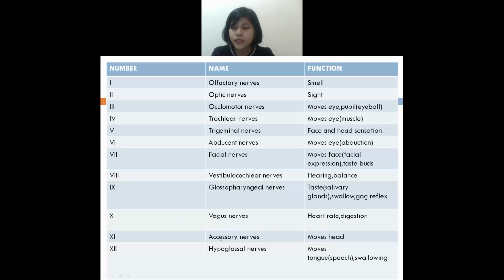Next is accessory nerves. The accessory nerves will help you in moving your head, movement of your head. Next is hypoglossal nerves. The hypoglossal nerves, they help you in what? They help you in moving your tongue, that is when you speak and when you swallow. So the hypoglossal nerves, they will help you in that. Is it clear, everyone? Yes, ma'am. Okay, will you be able to answer if I ask you? Yes, ma'am.